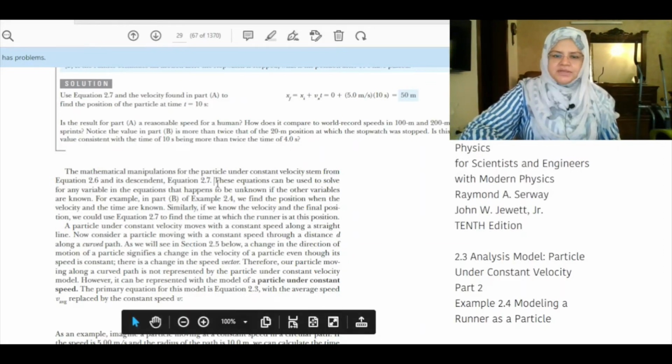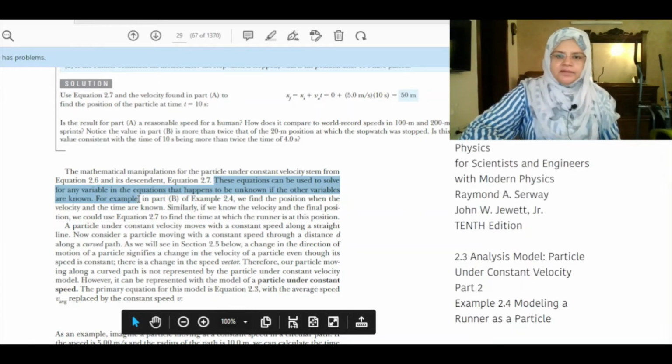These equations can be used to solve for any variable in the equation that happens to be unknown if other variables are known. For example, in part B of example 2.4, we find the position when the velocity and the time are known. Similarly, if we know the velocity and the final position, we could use equation 2.7 to find the time at which the runner is at this position.